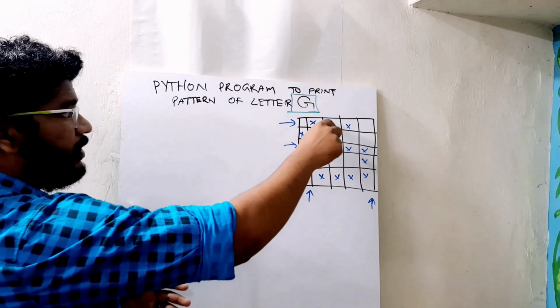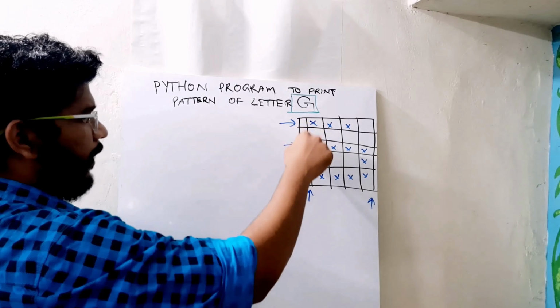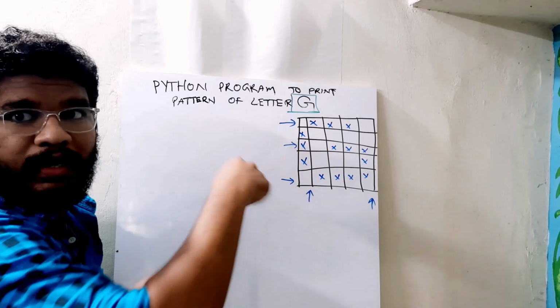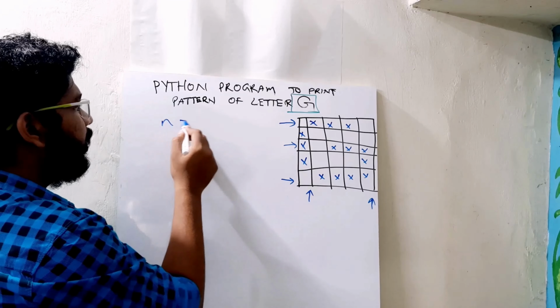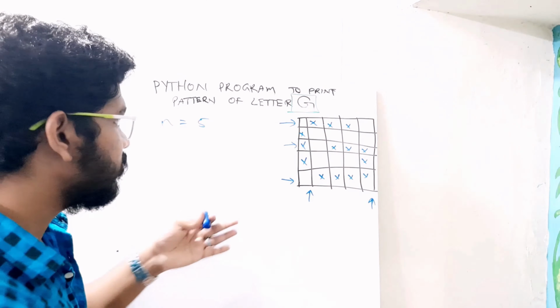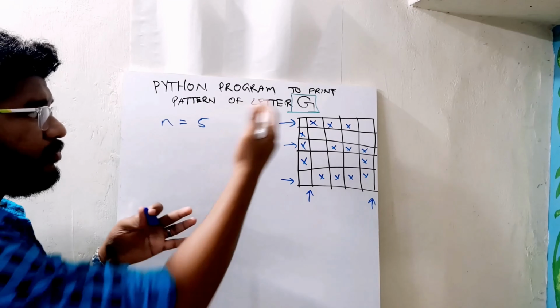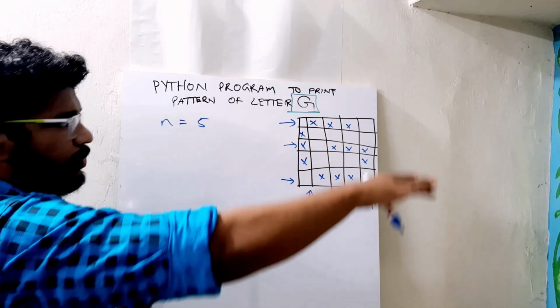So first let us print this first row and last row. Here the size is 5, as I'm printing a 5 by 5 square. That is, assume the size is 5. I'll call the size n equal to 5. So here I already know the size, so I'll write for loops and print these stars and spaces.